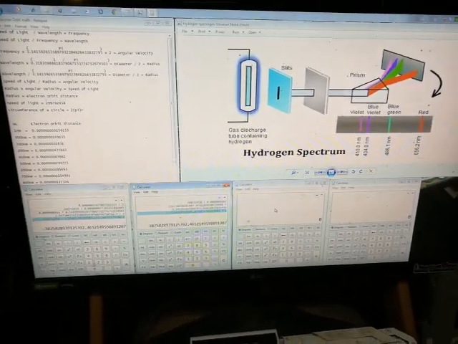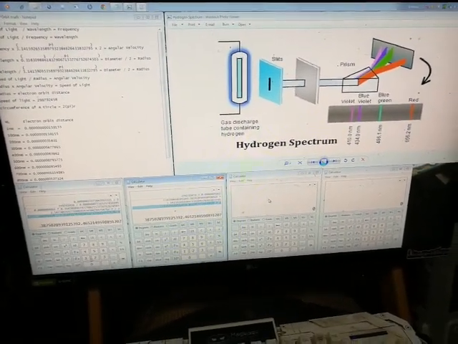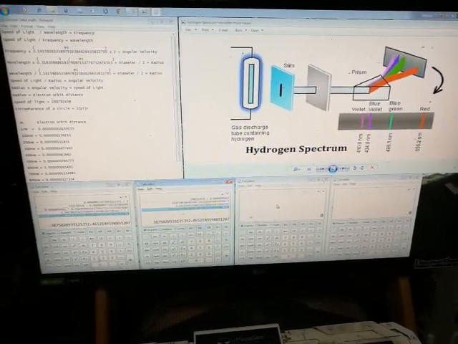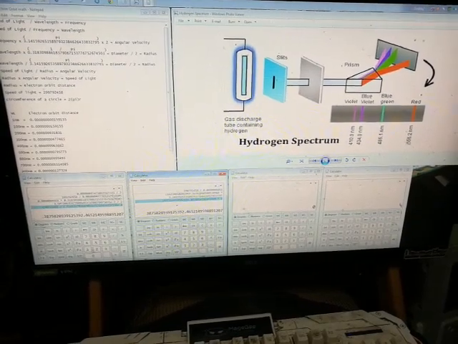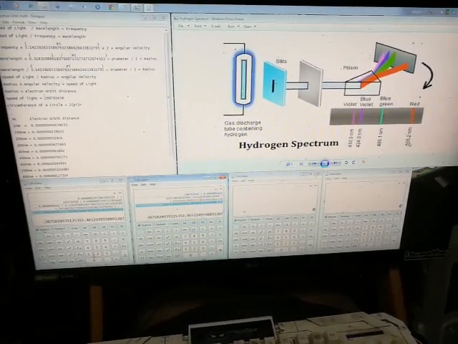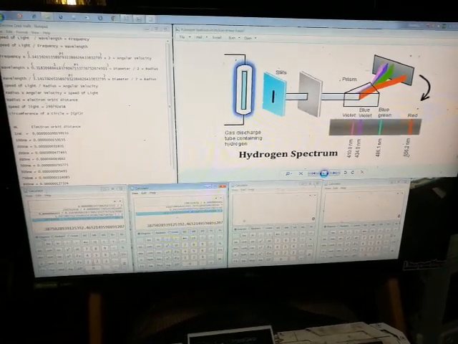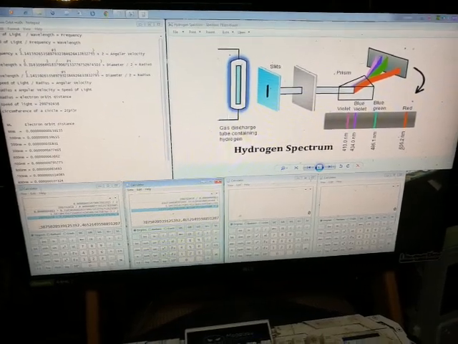Okay, I need to go over this idea I have because I made an incorrect statement in one of my videos where I was pointing out that these wavelengths right here were orbital distances, and that was not correct. I did not mean to state that.